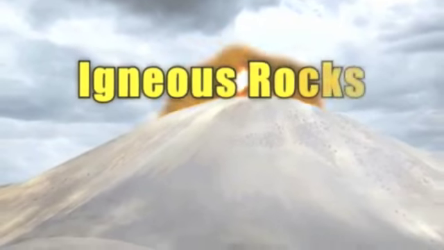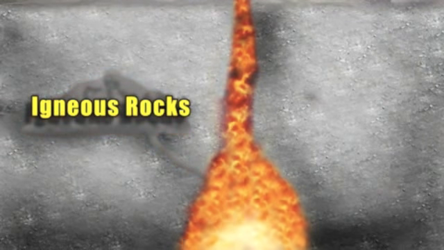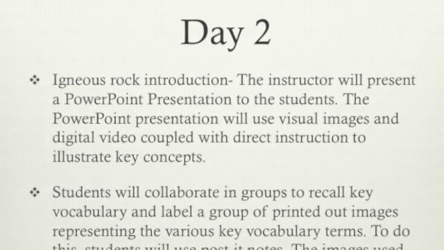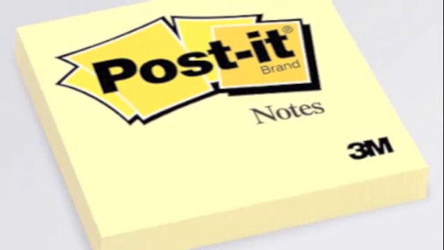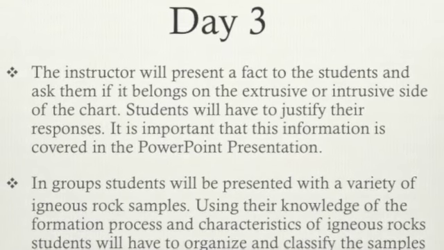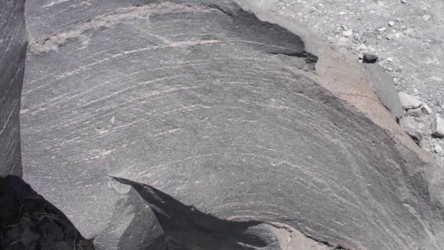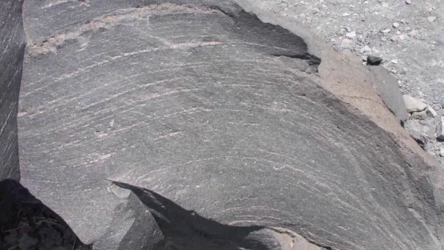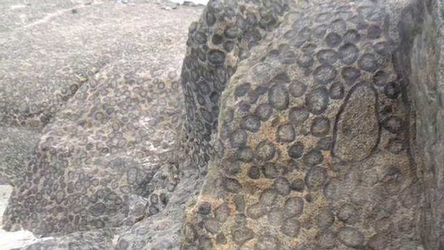Day 2 will introduce igneous rock to students and conclude with a remember activity that will appeal especially to interpersonal and visual learners, in which students will collaborate to label using post-it notes various images corresponding to previously taught vocabulary and concepts. On day 3, in an activity that will appeal especially to kinesthetic and naturalist intelligences, students will analyze and categorize various igneous rock samples as either being extrusive or intrusive.